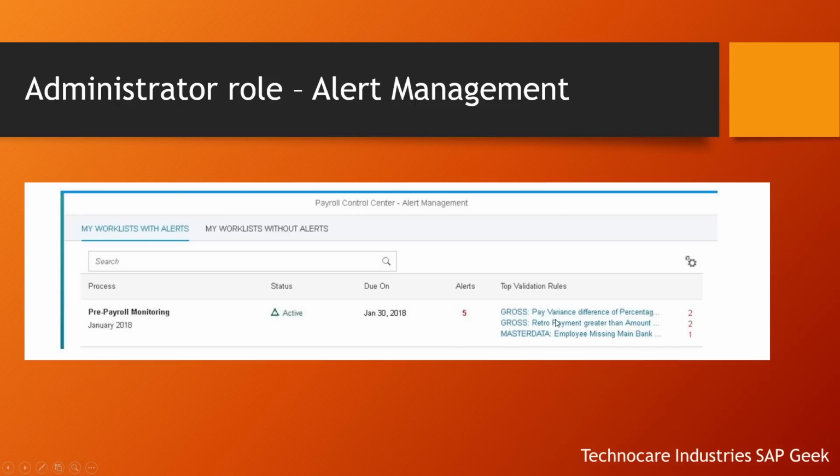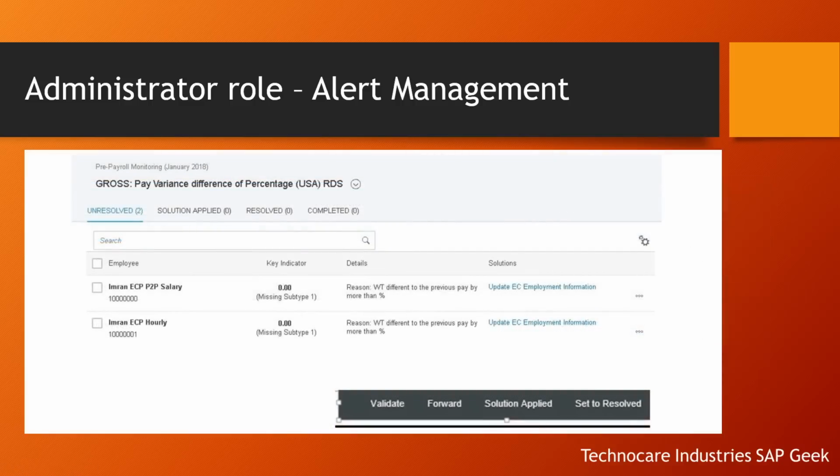to resolve them. So what I do is click on any error message alert that is generated, and I'll get the details. In the details page, the system will show me the employee. It will show me the reason that is configured, meaning why this alert is generated. For example, the gross pay difference to previous pay is more than some percentage. And then what is the solution? Probable solution: update EC employment information. Maybe if something is missing, he can go and update. Multiple options are there for any alert.